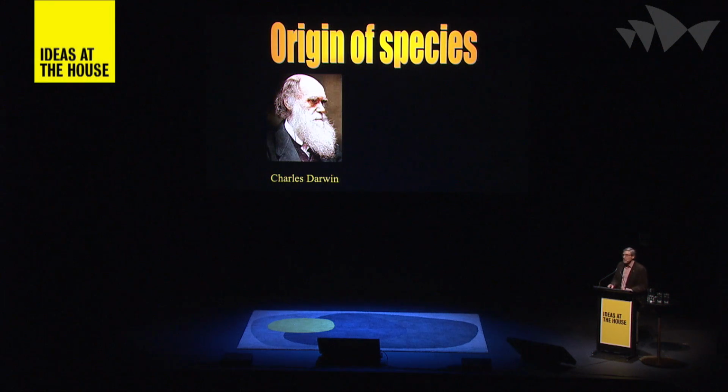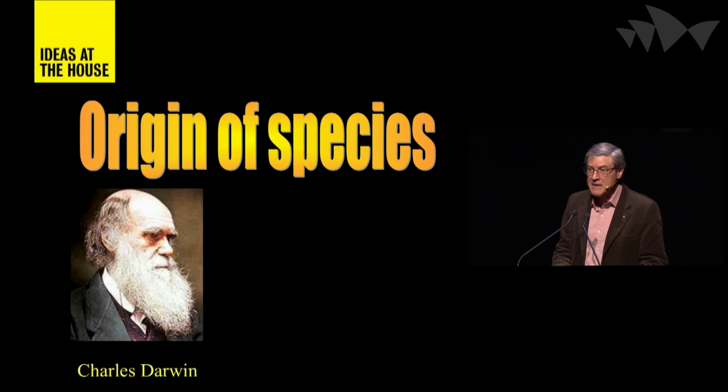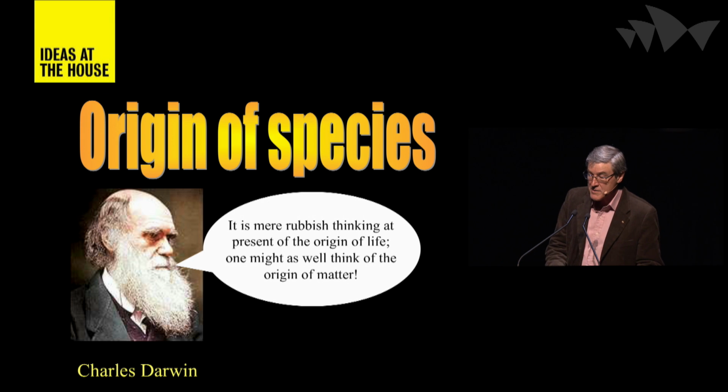Now, a pivotal event in the history of science occurred in the year 1859 with the publication by Charles Darwin of his famous book, The Origin of Species. In this book, Darwin gave a convincing account of how, over billions of years, life on Earth had evolved from simple microbes to the richness and complexity of the biosphere that we see today. But he pointedly left out of account how life got going in the first place. "It is mere rubbish," he said, "thinking at present of the origin of life. One might as well think of the origin of matter."